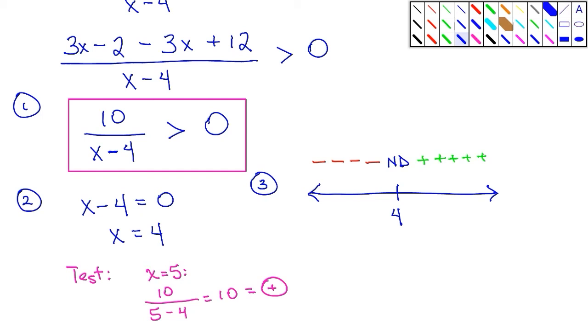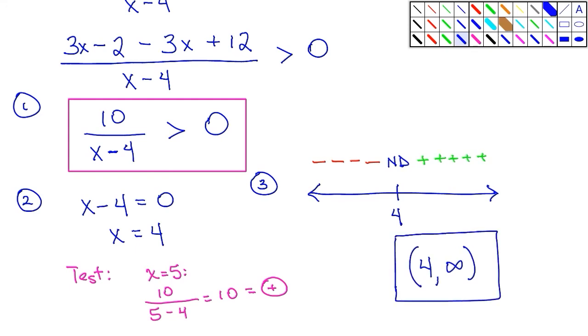And finally, we solve the inequality. We're looking for greater than 0. Greater than 0 means positive, so the answer is 4 to infinity. It does not include 4, and even if it were greater than or equal to 0, it still wouldn't include 4 because 4 is undefined.